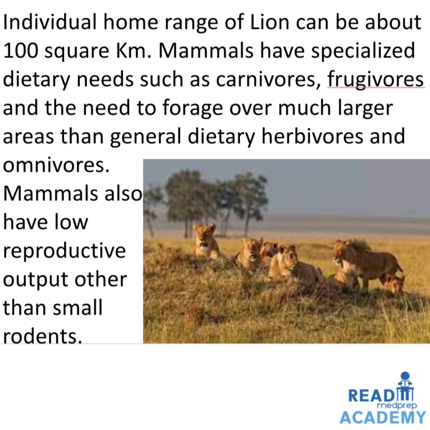Mammals have specialized dietary needs, such as carnivores and frugivores, and need to forage over much larger areas than general dietary herbivores and omnivores. Mammals also have low reproductive output, other than small rodents.